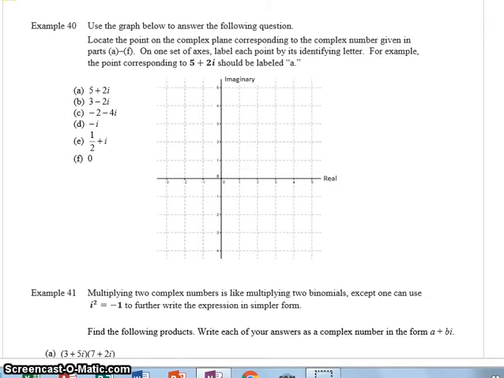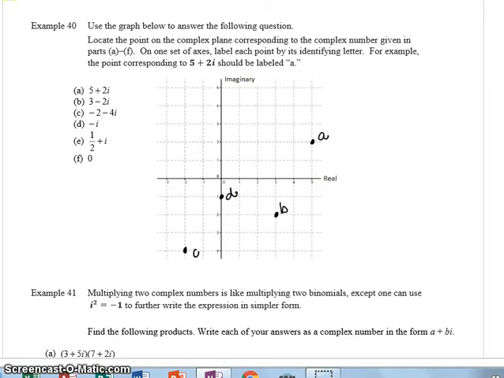Example 40. Use the graph below to answer the following questions. It's telling us we are plotting all of those. For A, it's positive 5 up 2. This is A. B is positive 3 down 2. C, negative 2, negative 4. Left 2, down 4. That is C. Now this one means there's no x, there's no real number, so you're not going left or right, you're only going down to negative i, and that's D.